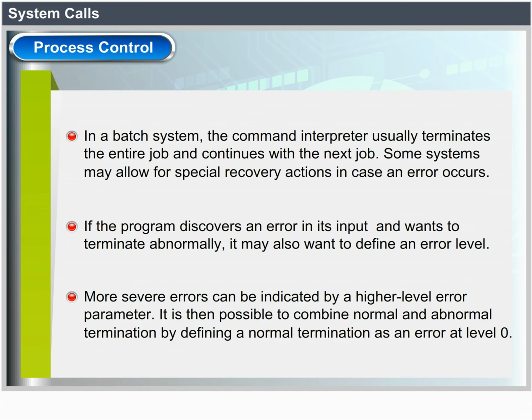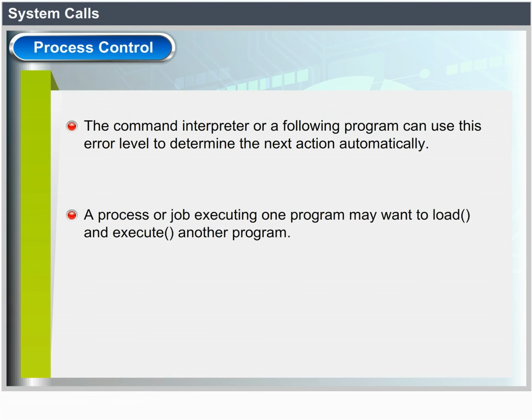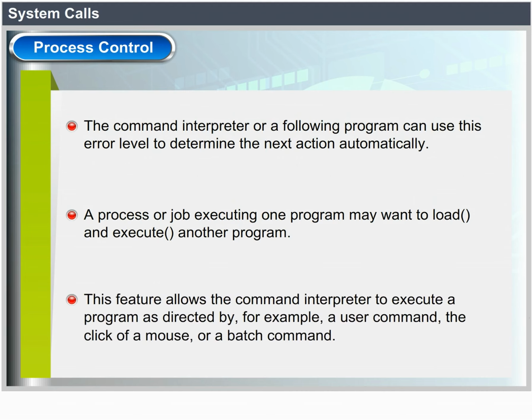The command interpreter or a following program can use this error level to determine the next action automatically. A process or job executing one program may want to load() and execute() another program. This feature allows the command interpreter to execute a program as directed by, for example, a user command, the click of a mouse, or a batch command.